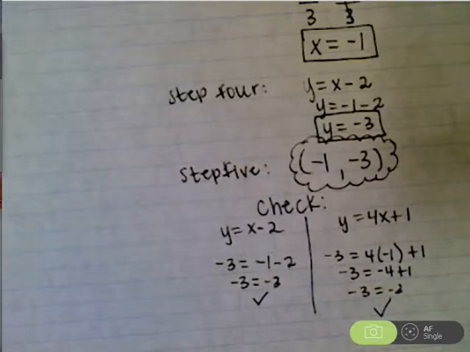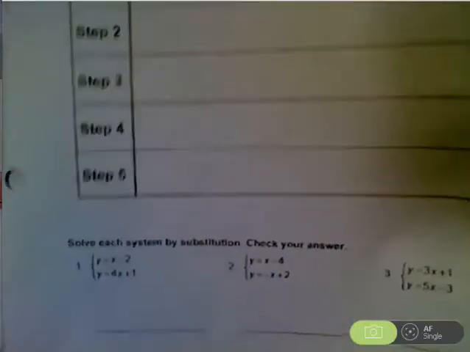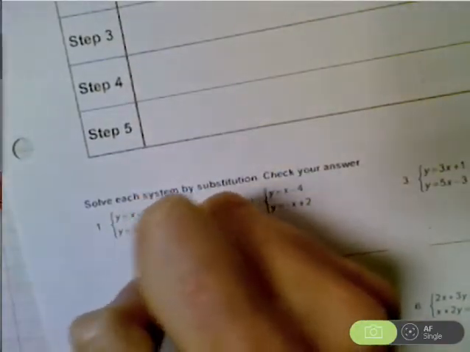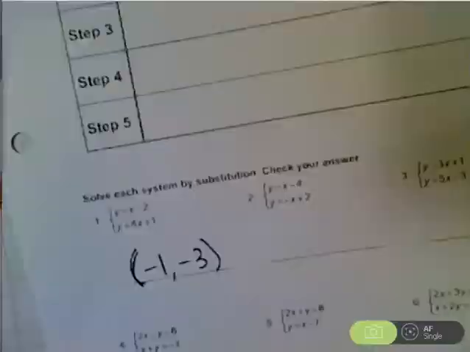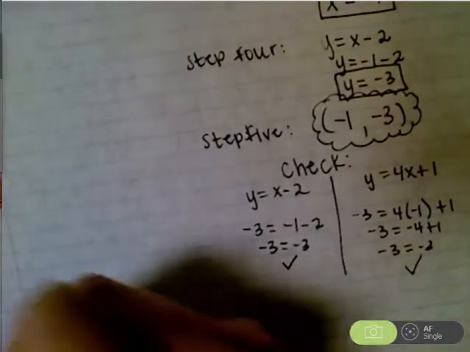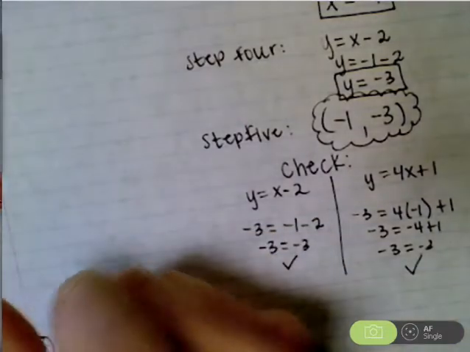So I want you to go back to your notes and let's write that answer. For number 1, we got that the correct answer is -1, -3. Can we do the next one all by ourselves? We're going to do one more together and then you can do one on your own. So let's try number 4 now. We're going to skip down to number 4.